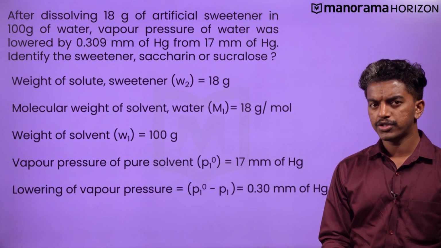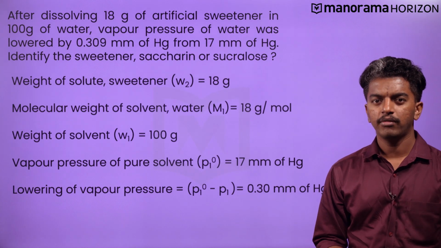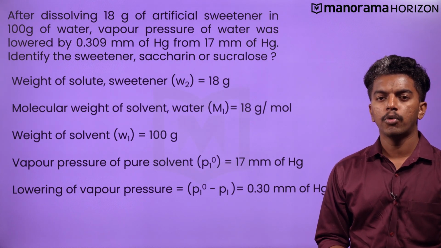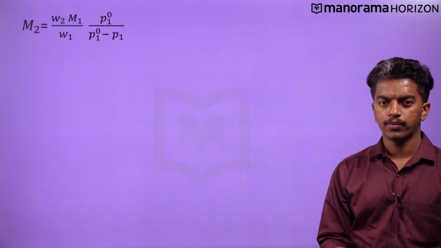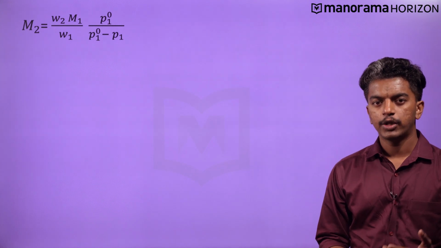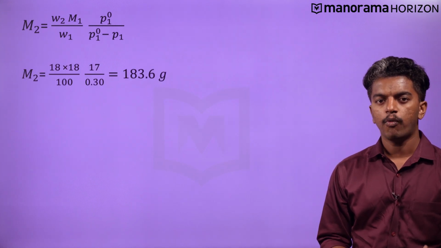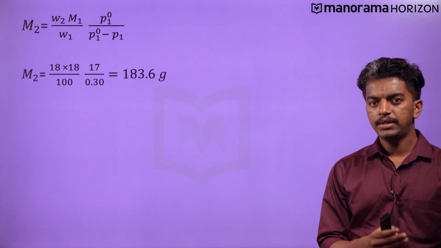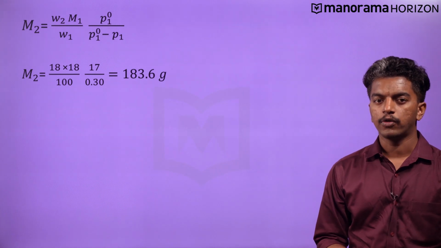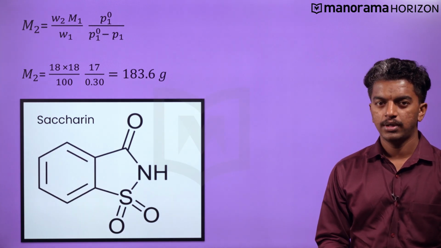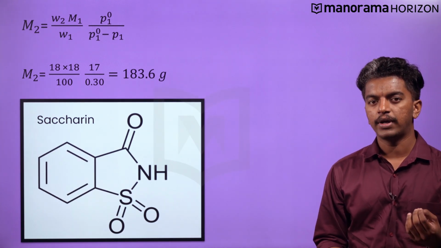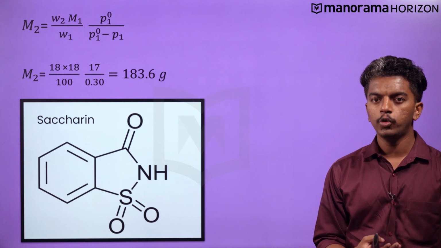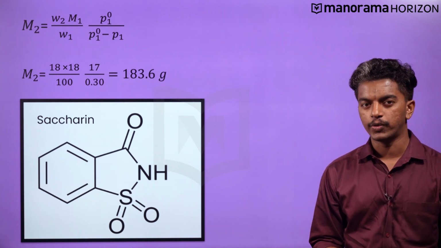By rearranging the equation of relative lowering of vapor pressure, we can get the expression to calculate the molecular weight of the solute M2. Substituting the values in the equation, you will get the molar mass as 183 gram. This molecular weight corresponds to that of saccharin and not sucralose. Thus, based on the data of relative lowering of vapor pressure, you may calculate the molar mass of the added solute.